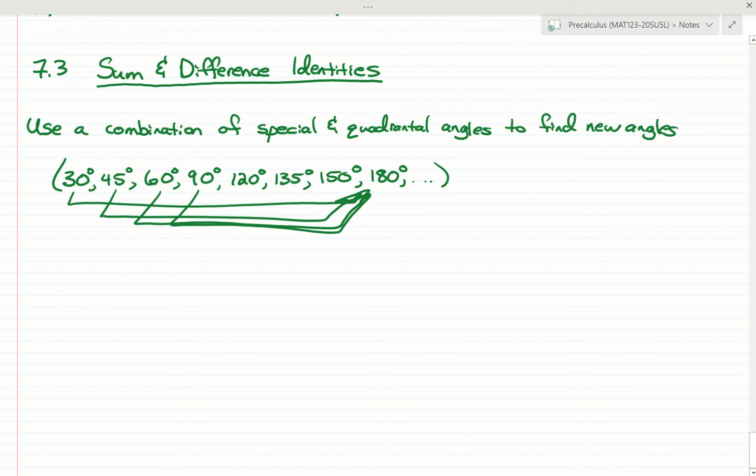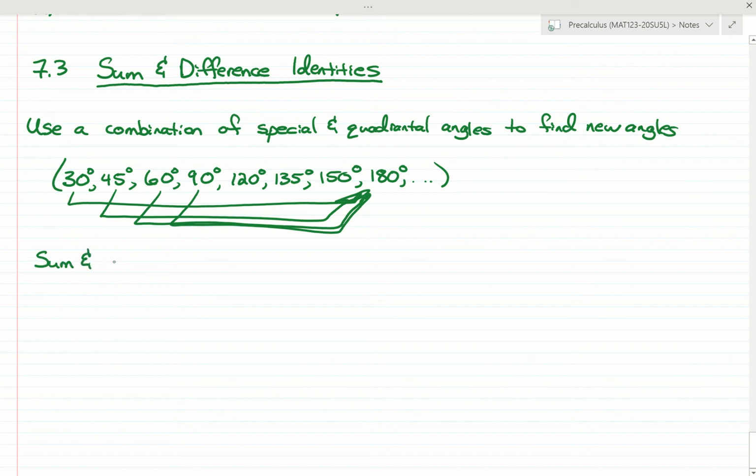So what if I asked you to find the sine of 15 degrees? Well, 15 degrees isn't one of the angles that we know how to work with, but we can do 45 minus 30 to get 15. That's what we're going to be working on today. We'd use a difference identity for that. What if we had 105 degrees? Well, we could use the sum identity with these two angles. So let me show you what those identities are.